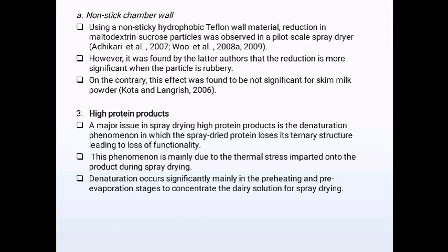High protein products. A major issue in spray drying high protein product is the denaturation phenomenon, in which the spray dried protein loses its tertiary structure, leading to loss of functionality. This phenomenon is mainly due to the thermal stress imparted onto the product during spray drying. Denaturation occurs significantly mainly in the preheating and pre-evaporation stage to concentrate the dairy solution for spray drying.